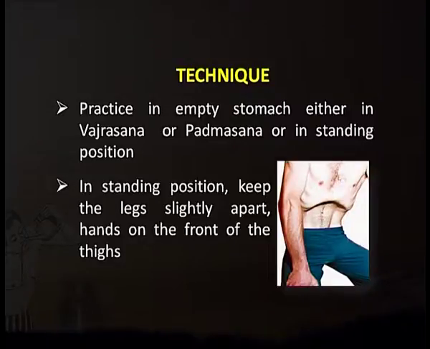In the standing position, keep the legs slightly apart, hands on the front of the thighs, and then bend forward slightly, breathe out and hold it outside. Try to draw the abdomen towards the spine like uddiyana bandha. Later we discuss uddiyana bandha. Actually, uddiyana bandha is also a hatha yogic technique, but here we discuss only the agnisara kriya.